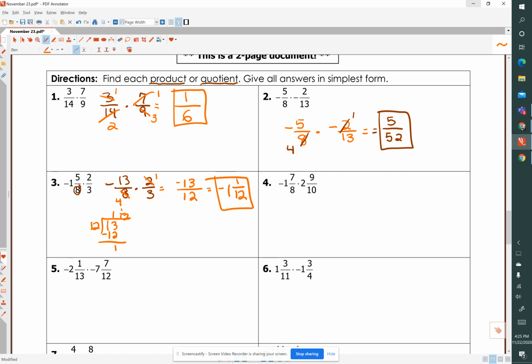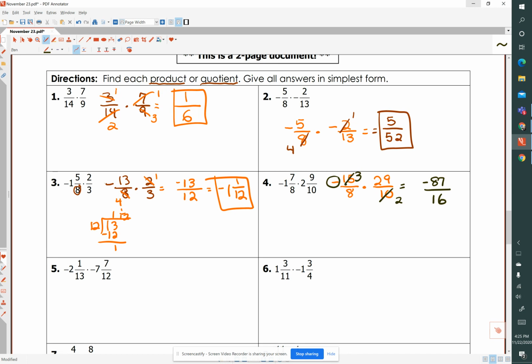Number 4: 8 times 1 is 8, plus 7 more is 15, so that's -15 over 8, times 10 times 2 is 20, plus 9 is 29, that's a positive 29 over 10. Both 10 and 15 are divisible by 5, so this becomes a 2, this becomes a 3. And 29 times 3 is 87, and that's a negative times a positive, so -87 divided by 16.